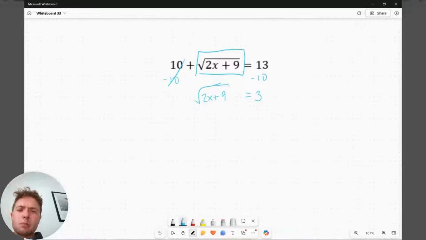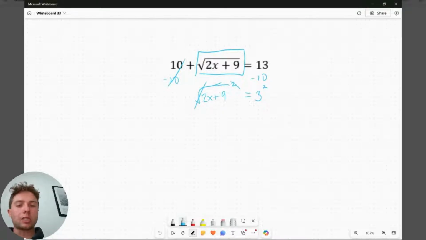Well, I can't move the 2 or the 9 yet. The reason I'm not allowed to move either of those is they're underneath the radical. They are stuck under the square root right now. Well, this is a square root. We've talked about opposite operations, inverse operations. We know that the inverse or the opposite of a square root is squaring something, is raising it to the second power. Square roots and squares cancel. That gives me just 2x plus 9 now.